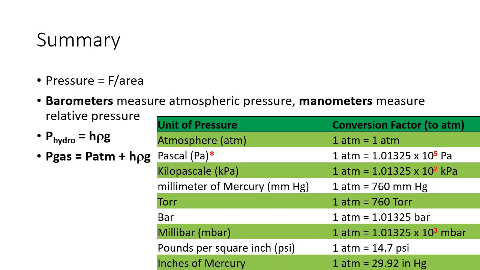All right, to summarize, pressure is force over area. Barometers measure atmospheric pressure, and manometers measure relative pressure or pressure differences. Hydrostatic pressure is equal to height times density times gravity. You can measure the pressure of a manometer by saying pressure of gas is equal to pressure of atmosphere plus the hydrostatic pressure. There are lots of units of pressure, and we have many different conversion factors. Just pick the one that you need for your particular application.